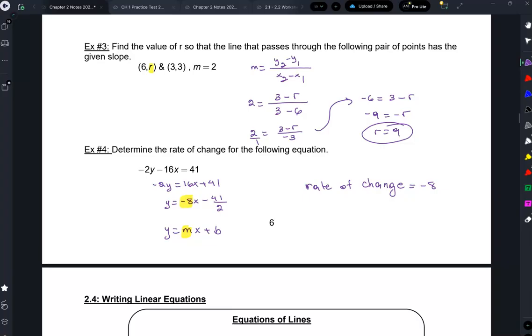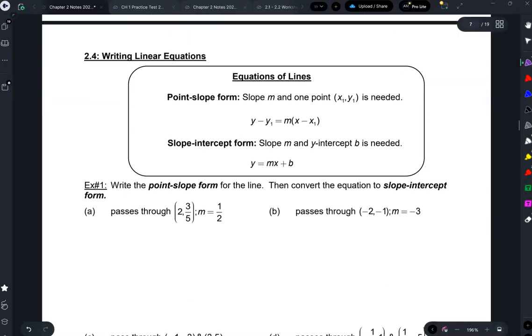Cool. Okay. So here we go. 2.4. Equations of lines. Also nothing new here. You all wrote equations of lines in algebra 1 and in geometry. So let's do it here. When we're writing equations of lines, there are 2 ways that we can give them. One is point-slope form. The other one is slope-intercept form. Point-slope form is this: y minus y1 equals m(x minus x1).